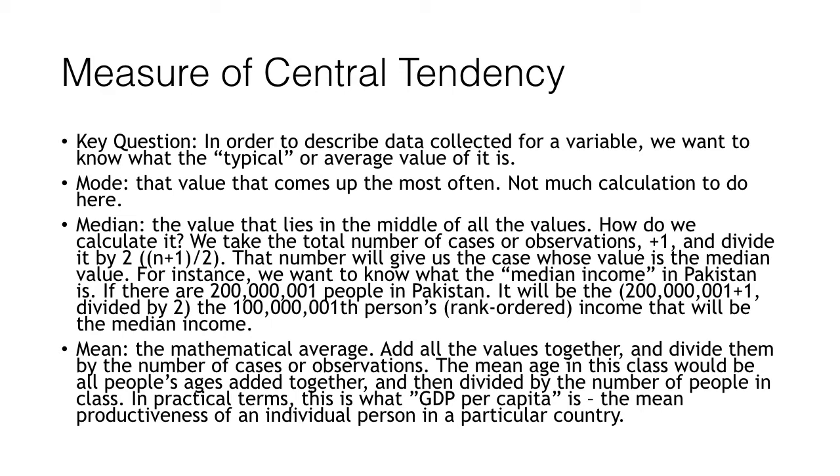Now, other measures that we typically use are actually also means. So for instance, GDP per capita measures the mean productiveness of individuals in a particular country. Some people are more productive, other people are less productive, but their production together adds up to the GDP, and the mean of that, the GDP per capita, gives us the mean productiveness of an individual person in a particular country.